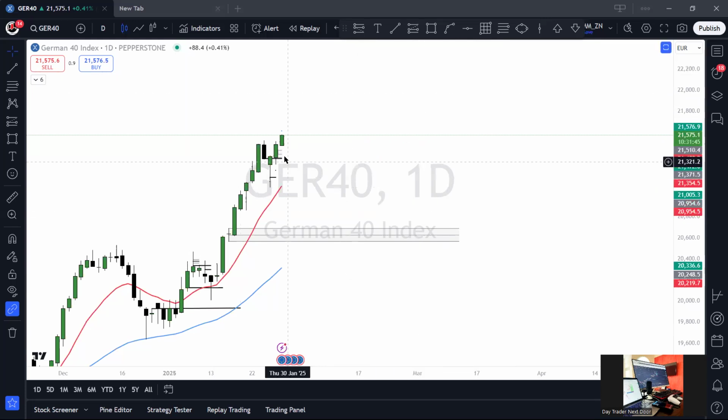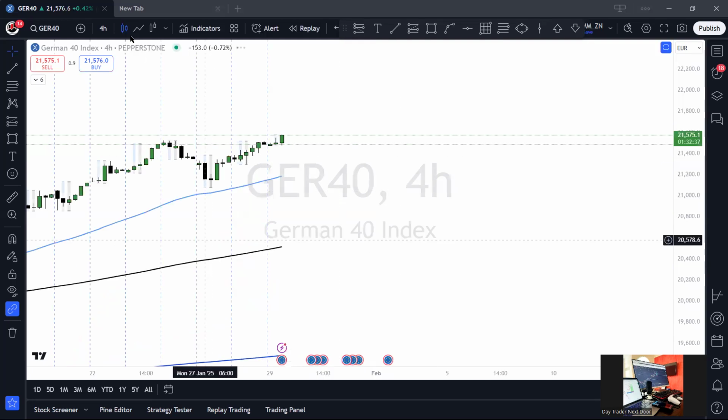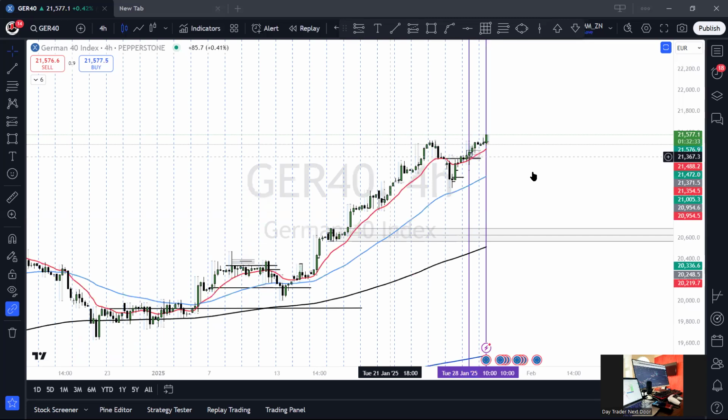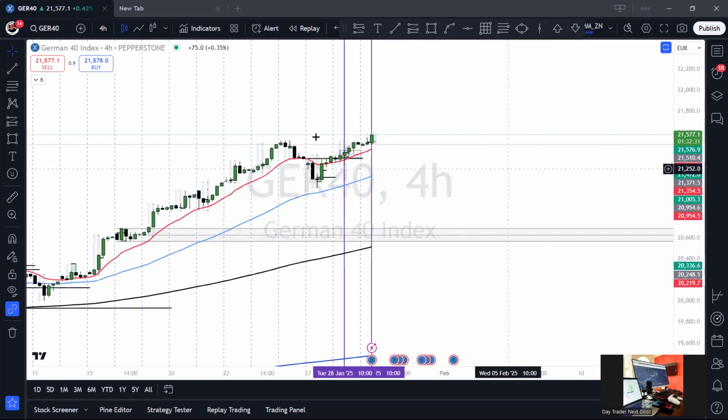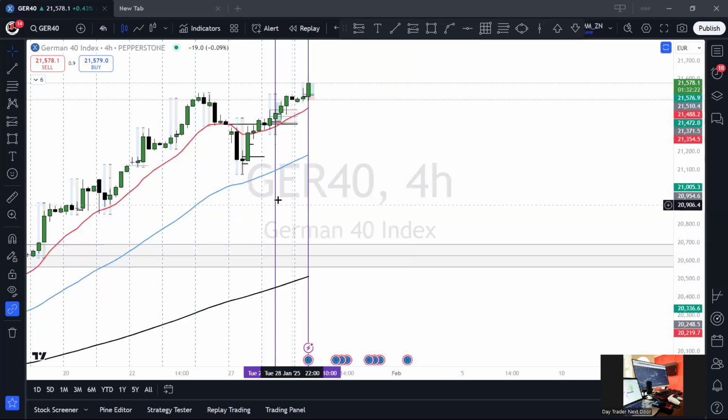So on the daily, the bias is bullish. Nothing much to explain here. Going to the 4 hour, I think price is actually setting all-time highs. We've been setting all-time highs on German 40, so there's nothing to reach for to the left. Price is just setting all-time highs.